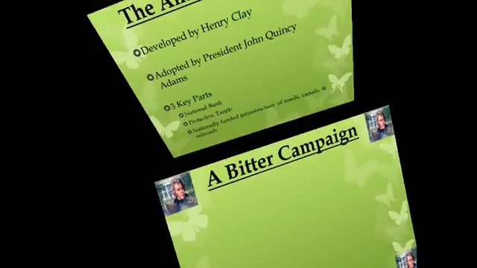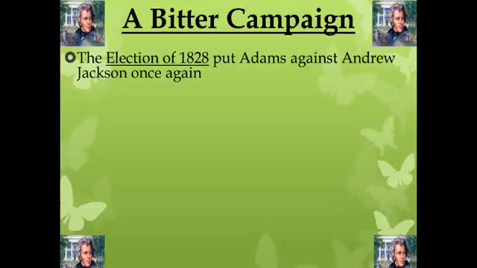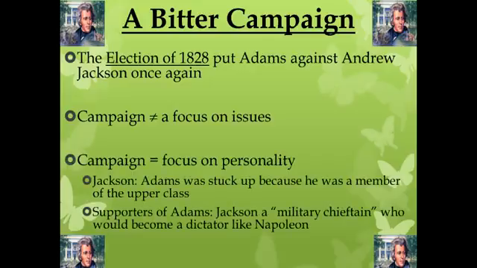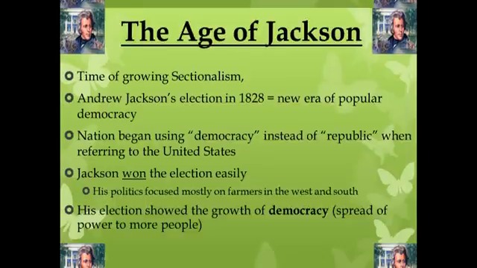Very important. So the bitter campaign of 1828 was a problem. So you have Adams against Jackson again. The campaign was not a focus on issues. It was instead a focus on personality. Jackson said that Adams was stuck up. He was a member of the upper class. Supporters of Adams said Jackson was a military chieftain. He would become a dictator just like Napoleon. You shouldn't vote for him. That was partially true. Jackson did kind of exercise some dictatorial powers, and we'll talk about that in a minute.